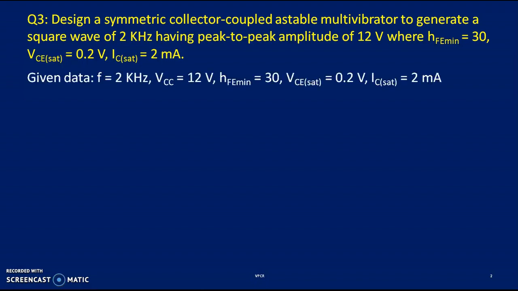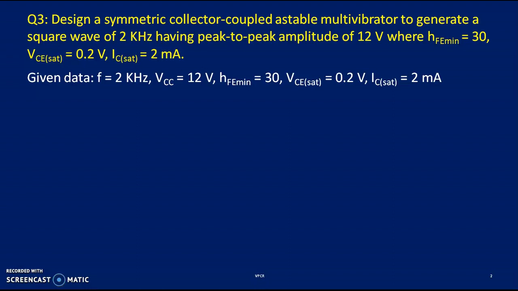So the frequency is given as 2 kHz, f equal to 2 kHz, and here they mentioned the output amplitude is 12 volts. We know the output of an astable multivibrator is a rectangular wave. When you consider symmetric, of course it is a square wave. Whether it is square wave or rectangular wave, we know the voltage levels we have, one is close to 0 and other is close to your VCC. So here peak to peak amplitude is given as 12 volts. That means the supply voltage VCC equal to 12 volts.